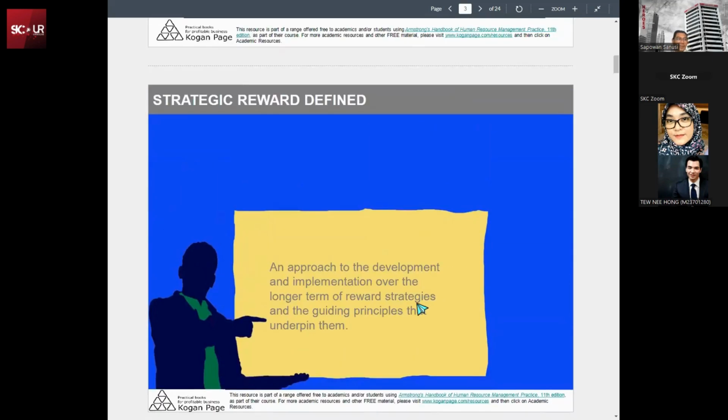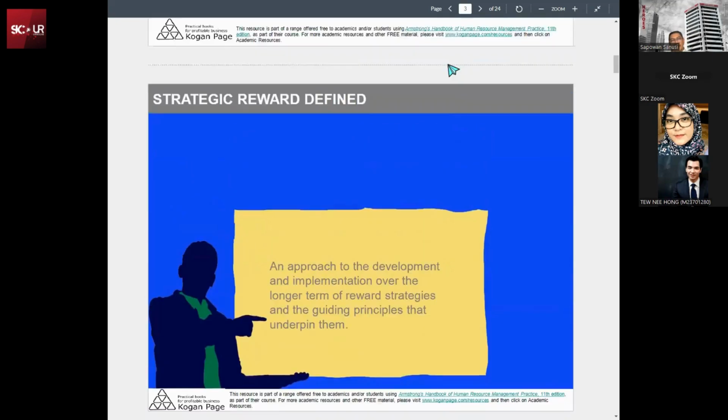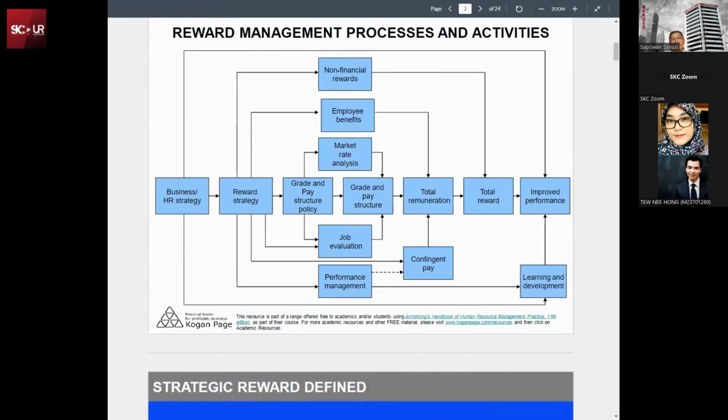Approach of strategic rewards means the approach on developing and implementing over the longer term a reward strategy and the guiding principles that underpin it. So we can say that this is the comprehensive reward structure, because it includes not just monetary compensation. It is also non-monetary, intrinsic reward.